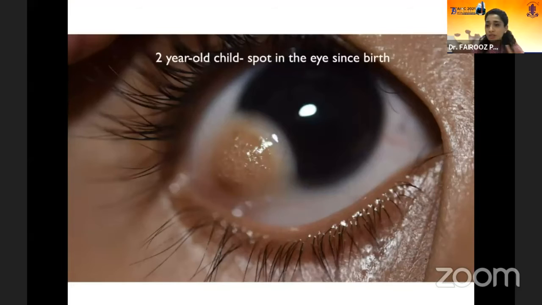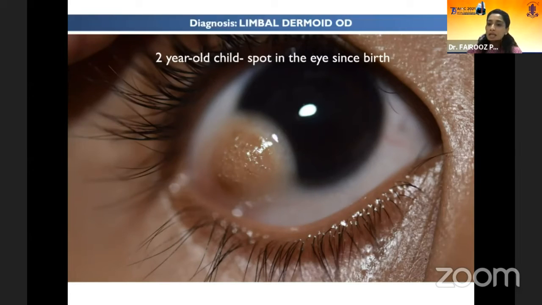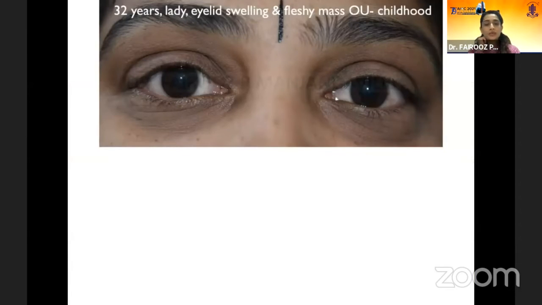Now, going on to other whitish lesions, a 2-year-old child with a spot in the eye since birth. Apart from the white colored lesions in the corneal component, you find it kind of brown, and the dermal appendages are present over the surface, and it's a very common lesion that we usually see in children, and this is a limbal dermoid.